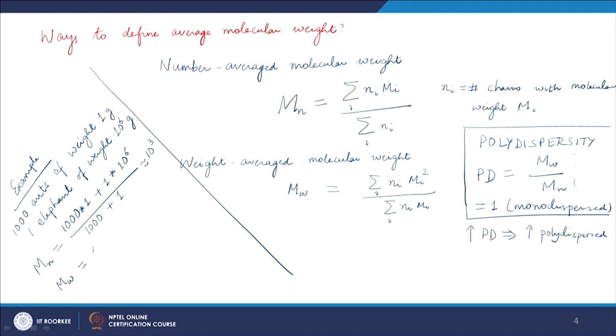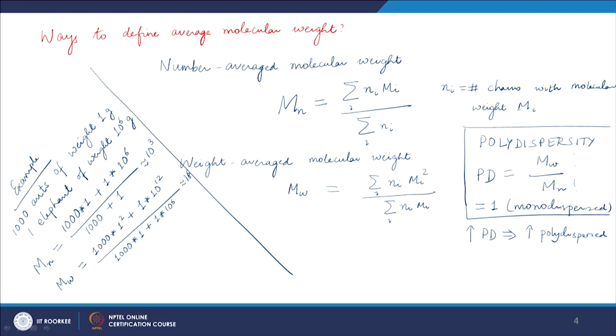Okay. On the other hand, if I find Mw, what is it going to be? In this case it is 1000 multiplied by 1 squared plus 1 multiplied by 10 to the power 6 squared, divided by 1000 into 1 plus 1 into 10 to the power 6, and now we will get something like 10 to the power 6, right. A few things to note here.